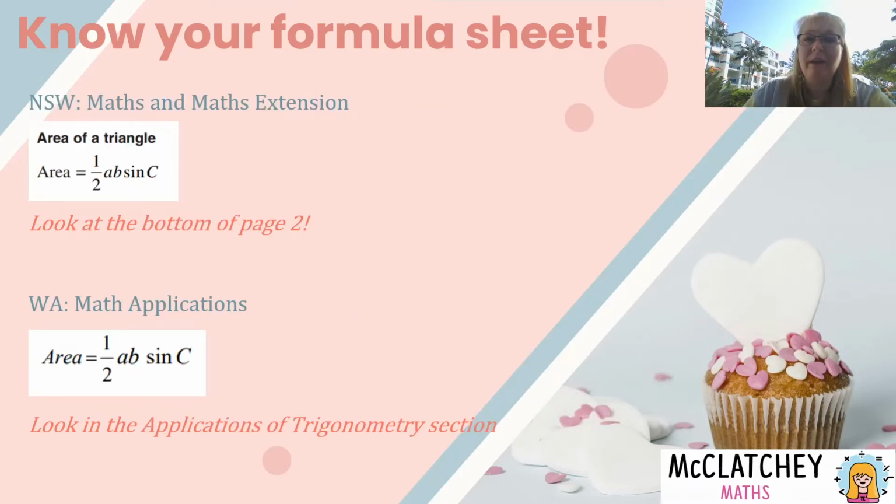If you're in New South Wales in maths extension, or maths applications in Western Australia, you're using the same letters but in different orders. It's A, B, sine of C. Doesn't really matter, it's all about how you label your triangle. In New South Wales, look at the bottom of page 2 of your formula sheet, and in Western Australia, you'll find it in the applications of trigonometry section.